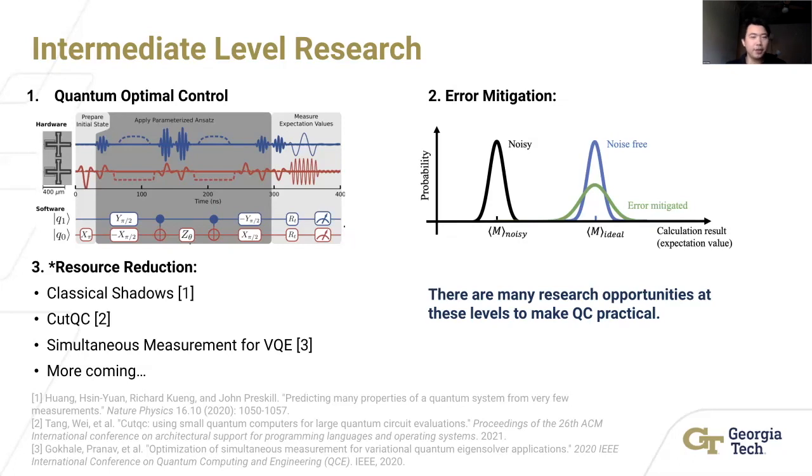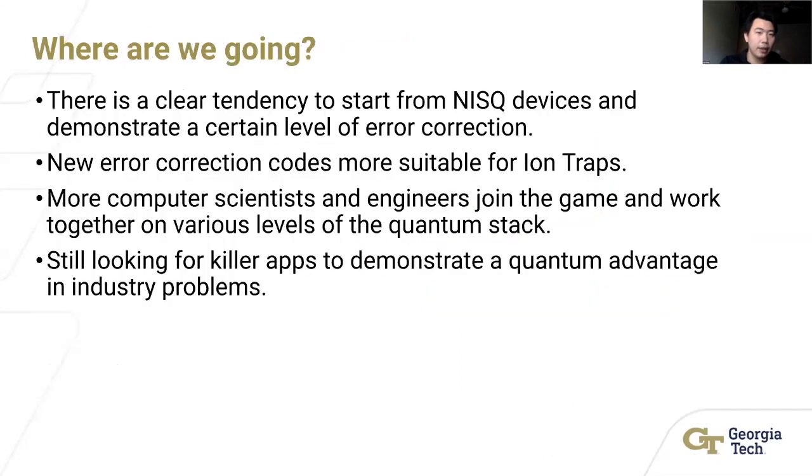And also simultaneous measurement for VQE. I will skip that detail, but when you measure certain Pauli strings, you can do certain data processing later to get the results for other Pauli strings. You can combine those Pauli strings into different groups and measure them simultaneously. It's also a resource reduction. This is something I want to point out. So where are we going? Okay.